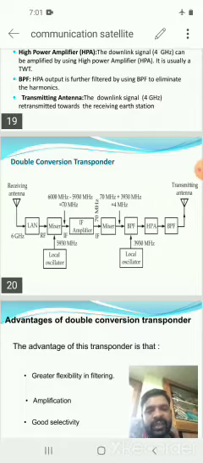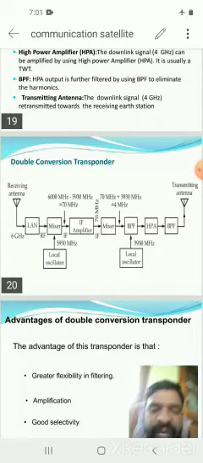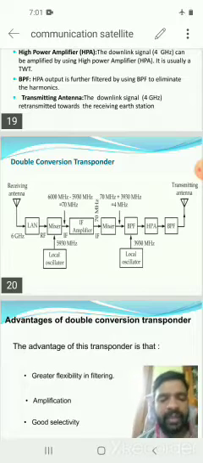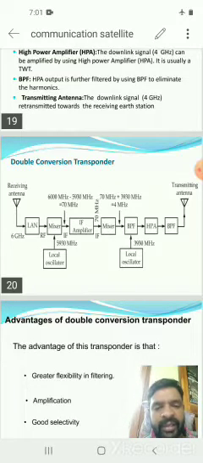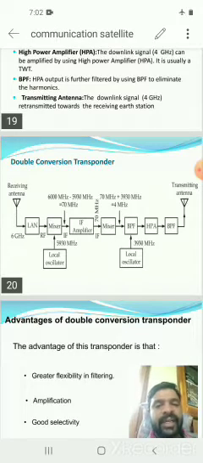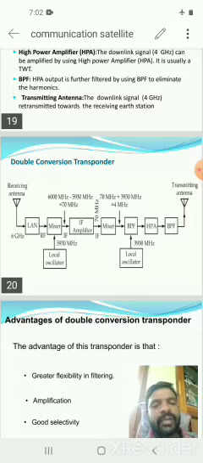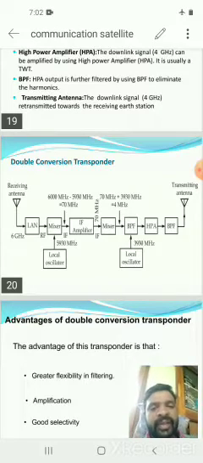So the double conversion transponder consists of a receiving antenna, low noise amplifier, mixer and local oscillator, that is one mixer section. The mixer output is the intermediate frequency, so the IF signal is given to the IF amplifier. Then another mixer and local oscillator, where the local oscillator is connected to the mixer. Then it is given to the band pass filter, high power amplifier, band pass filter, and transmitting antenna. Here the signals are converted twice by using two mixer stages, so that's why it is called a double conversion transponder.